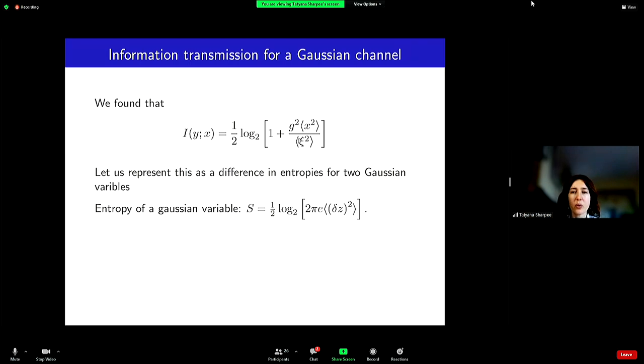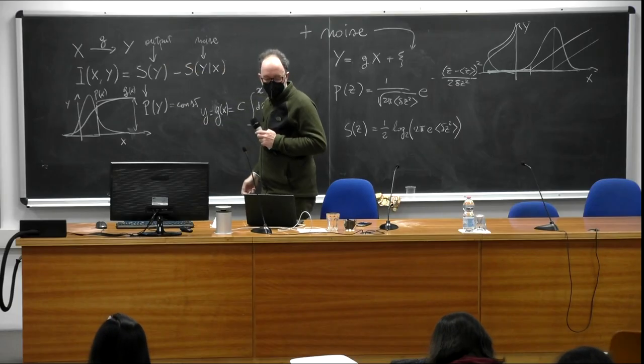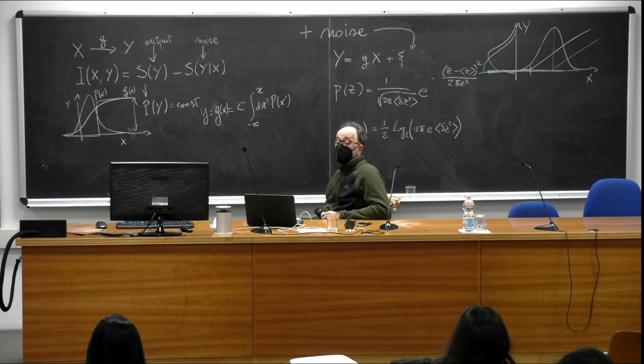Okay. So in other words, this is a difference between two Gaussian variables. I apologize for my typos here. Between the entropy of the output, which is this part right here, y squared is xi squared plus g squared over x squared, minus the entropy of the noise, which is this denominator here.